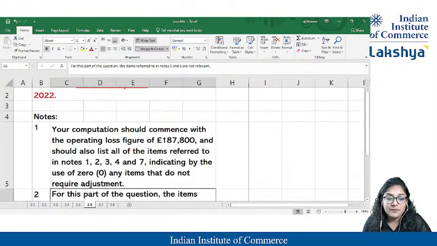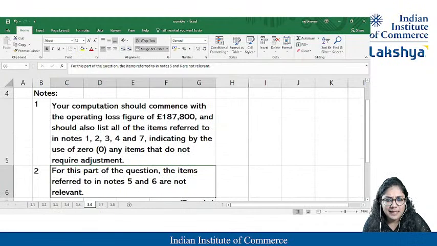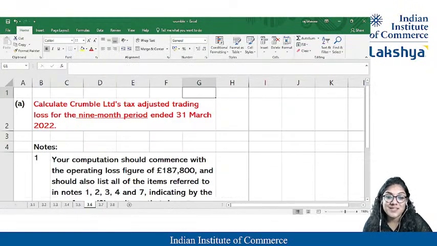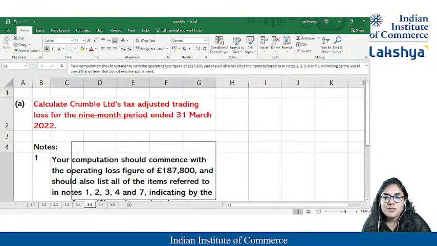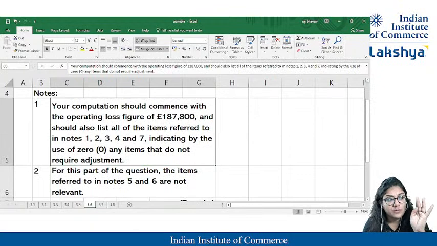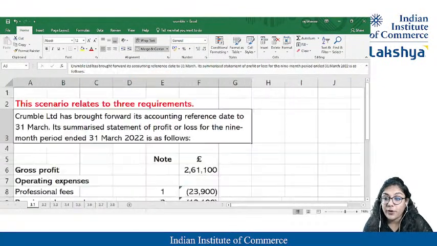So when we are reading the first requirement, note 5 and note 6 are irrelevant, and students, we get 7 marks for solving this. Which notes are irrelevant? Only 5 and 6. So notes 1, 2, 3, 4, 7 are important. Let's see what they have asked us first.